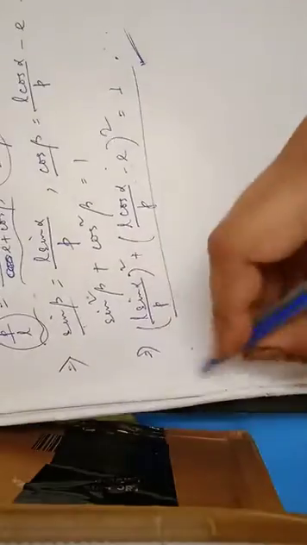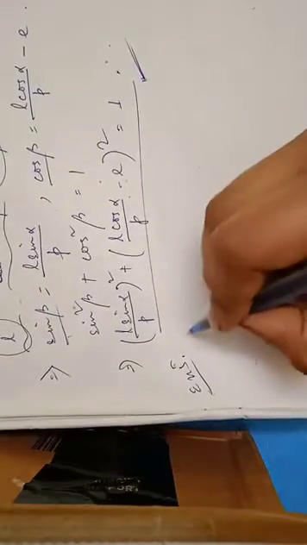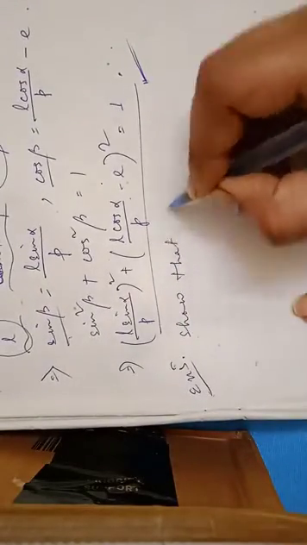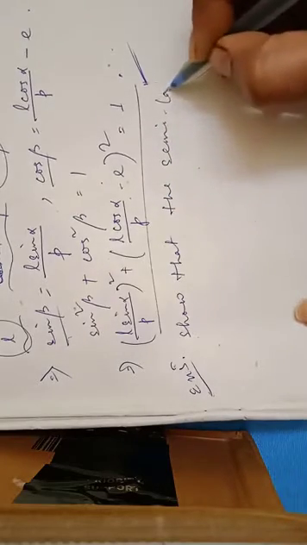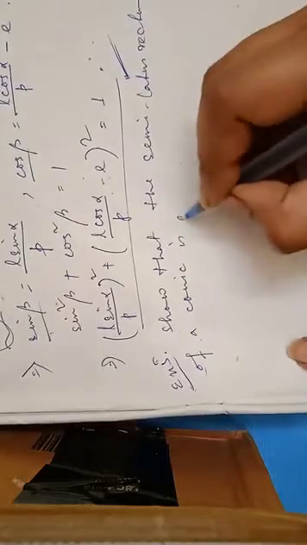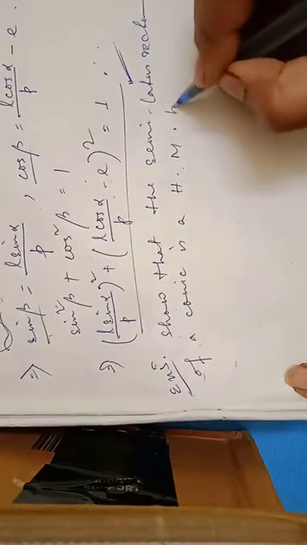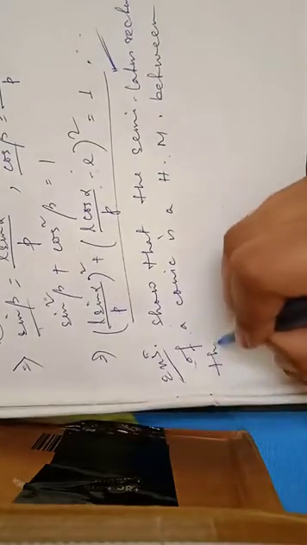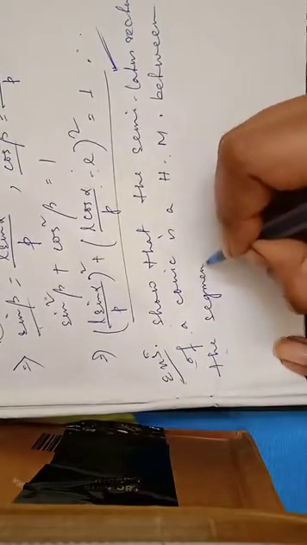Next, another example 5. Show that the semilatus rectum of a conic is a harmonic mean between the segments of any focal chord. Show that the semilatus rectum of a conic is a harmonic mean between the segments of any focal chord.